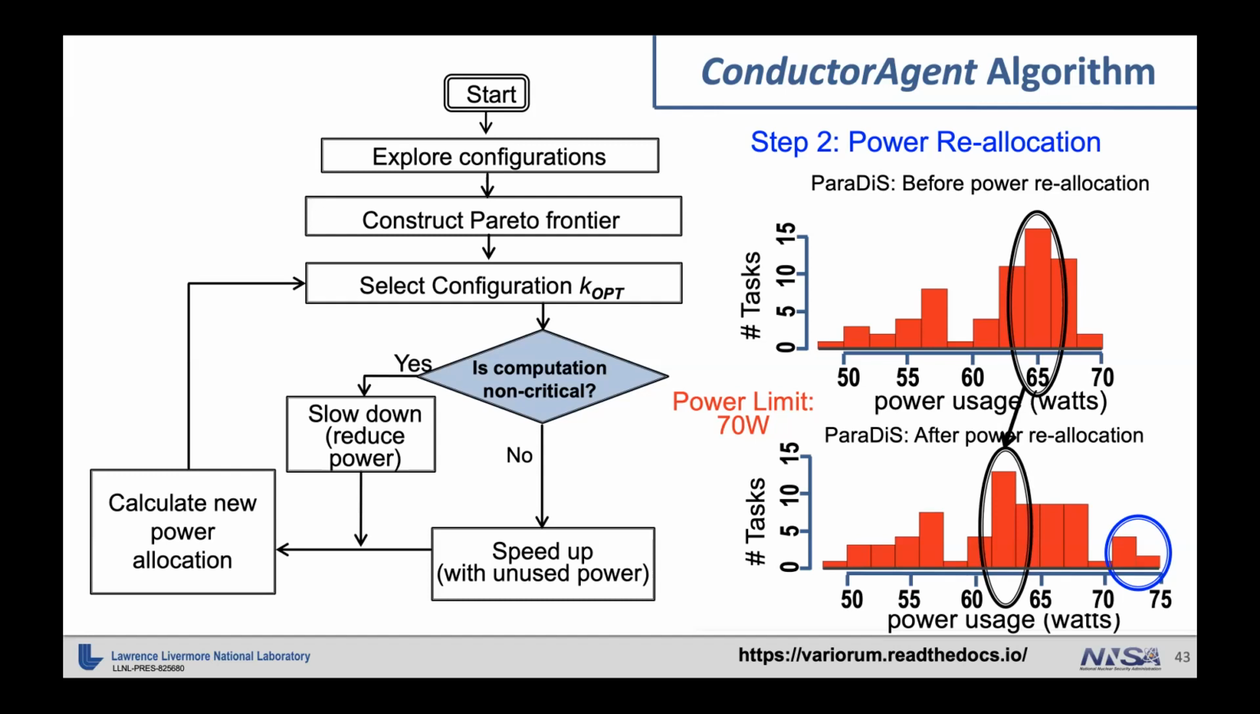On the right, the histogram shows the before and after impact of the power reallocation step on the Paradis application. The plot at the top is a histogram of average power usage of Paradis tasks. A lot of the tasks are centered around 65 watts, as shown by the circle. With the power reallocation step, some of these tasks move to the 62 watt range, and the unused power from those tasks is allocated to the critical tasks, which causes some tasks to run between 70 watts and 75 watts or around that point. With that, the total job level power constraint is still met, but the overall application execution time is reduced.